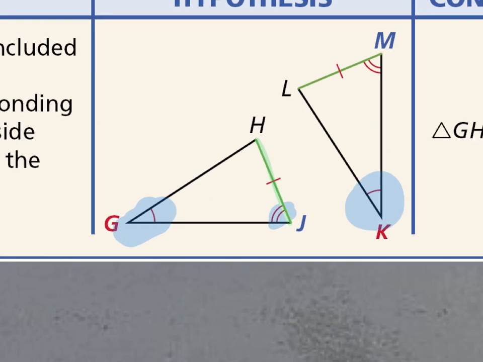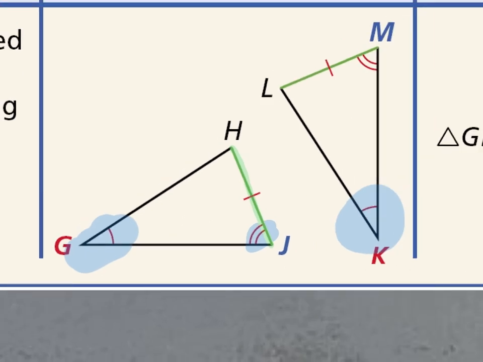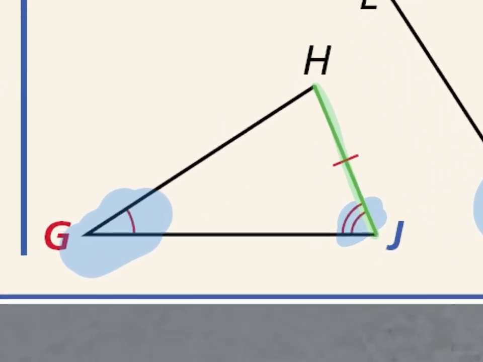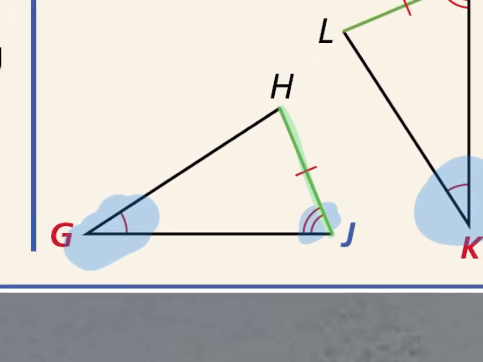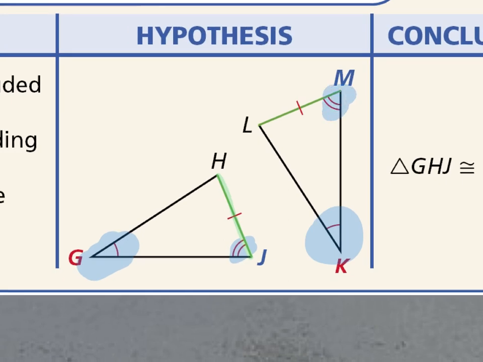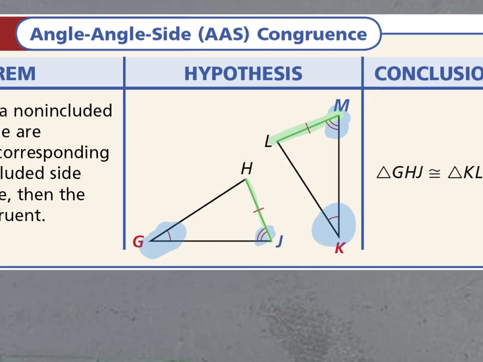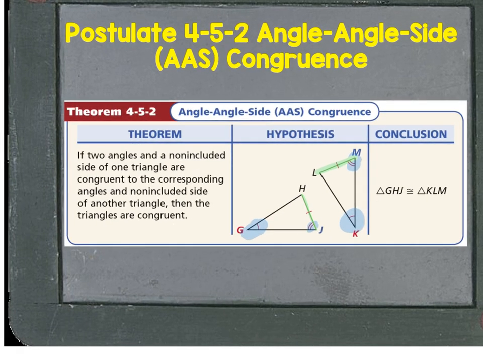But how do you know which side, like how do you know which angle it would be? The angles that are congruent to the other angles. So here we have angle G is congruent to angle K, and angle J is congruent to angle M. So we're talking about these two angles, the two angles with the blue highlights. So a non-included side would be side JH. And then here we have the same, angle K and angle M, with a non-included side LM. So by the Angle-Angle-Side congruence, these two triangles are congruent.